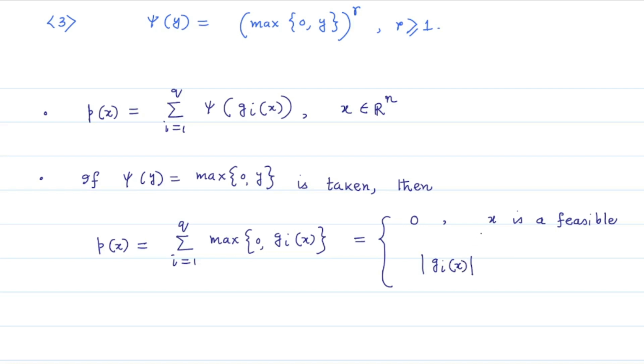Now, if x is violating not only the ith constraint, but also many other constraints, we need to take the summation over i equal to 1 to q when x is not a feasible point. That is, we notice that at infeasible points, the expression of p(x) is the summation of all the absolute values of g_i(x). And thus, this expression of the penalty function is called the absolute value penalty function.